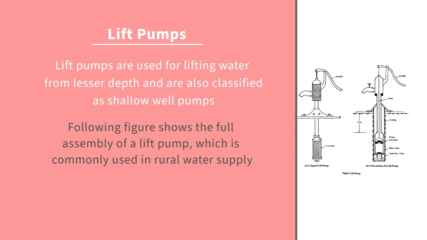So in this lift pump, I'm starting from the upper height. This is the handle. Then a rod is attached to the lower cylinder, and there is the casing and the pump cylinder. Then here the suction pipe is available.